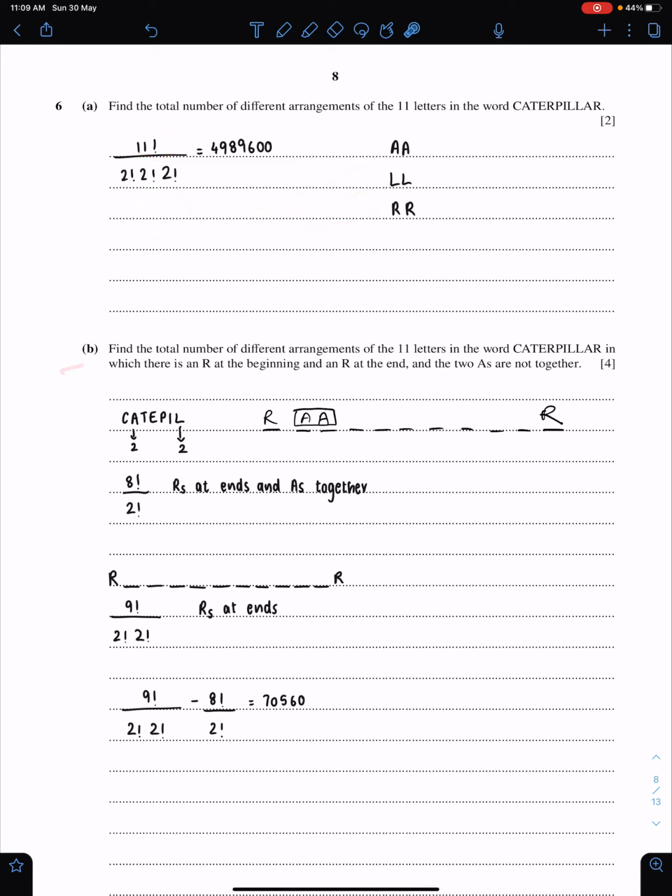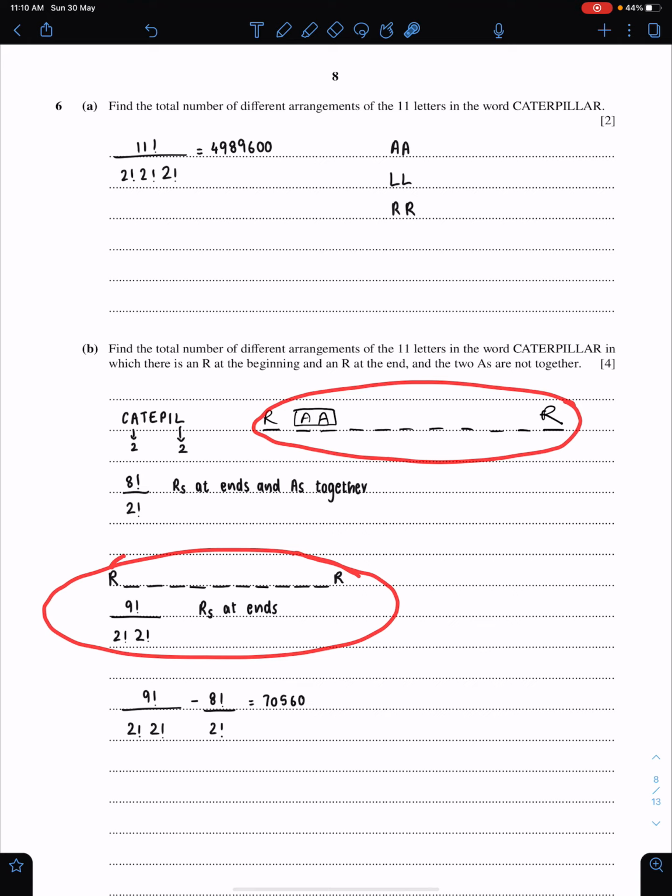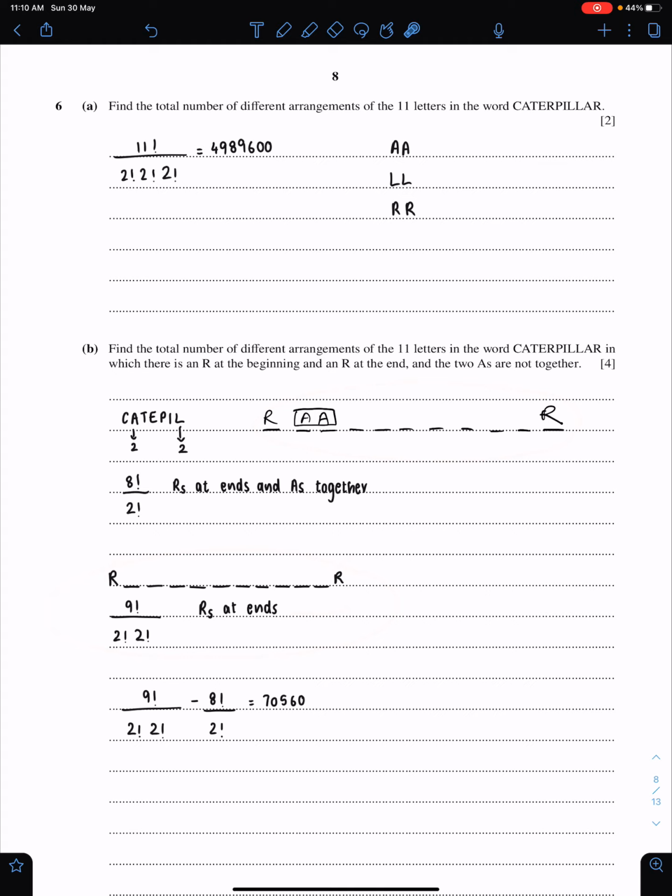Part B. Find the total number of different arrangements of the 11 letters in the word caterpillar in which there is an R at the beginning and an R at the end and the 2 A's are not together. This question is very important. You can do this question in this way. First, find the arrangements in which R's are at the ends and A's are together, and then subtract the result from the total. Total means R's at the ends and the rest of the letters are random.